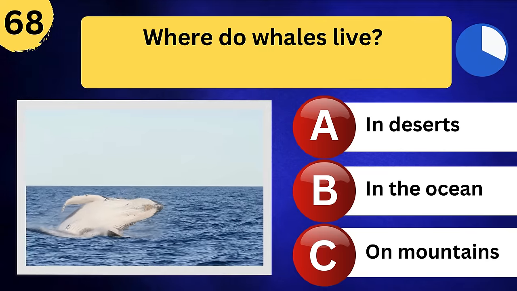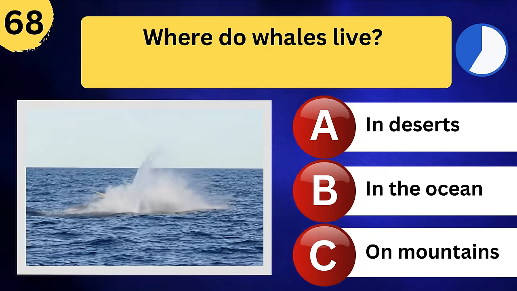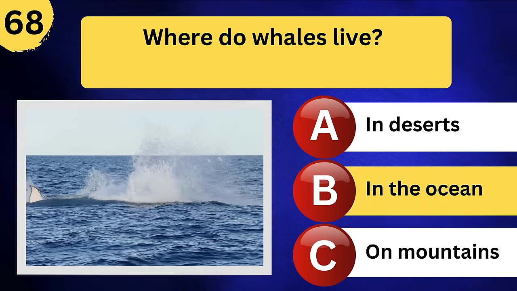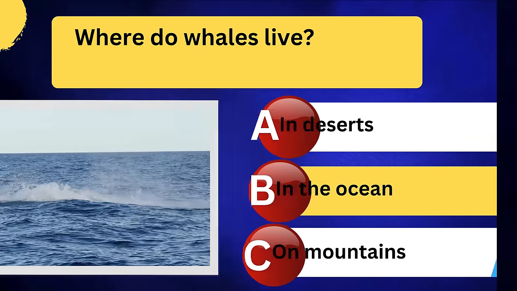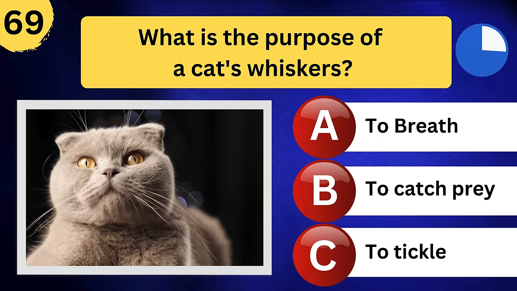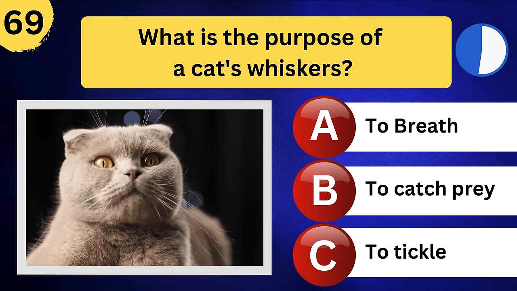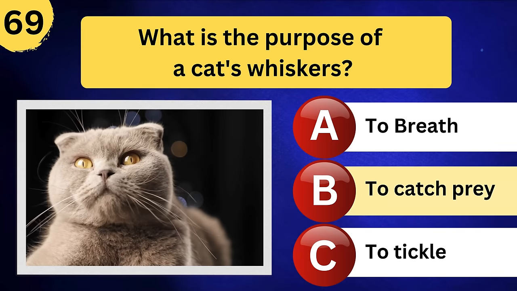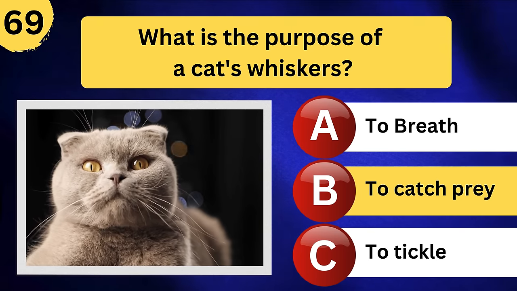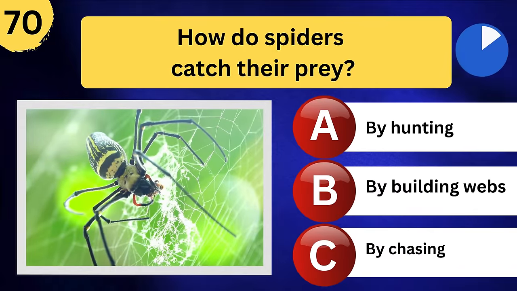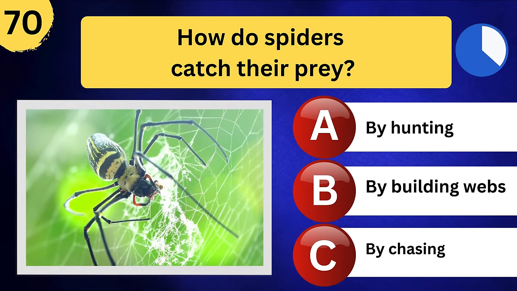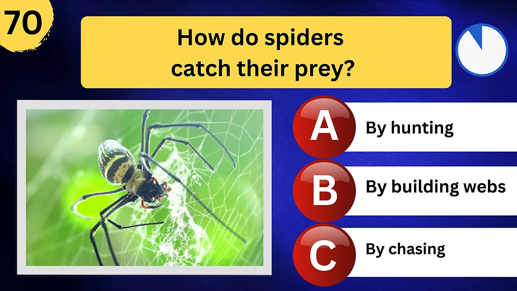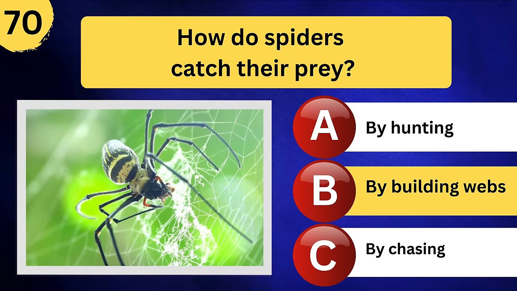Where do whales live? In the ocean. What is the purpose of a cat's whiskers? To catch prey. How do spiders catch their prey? By building webs.